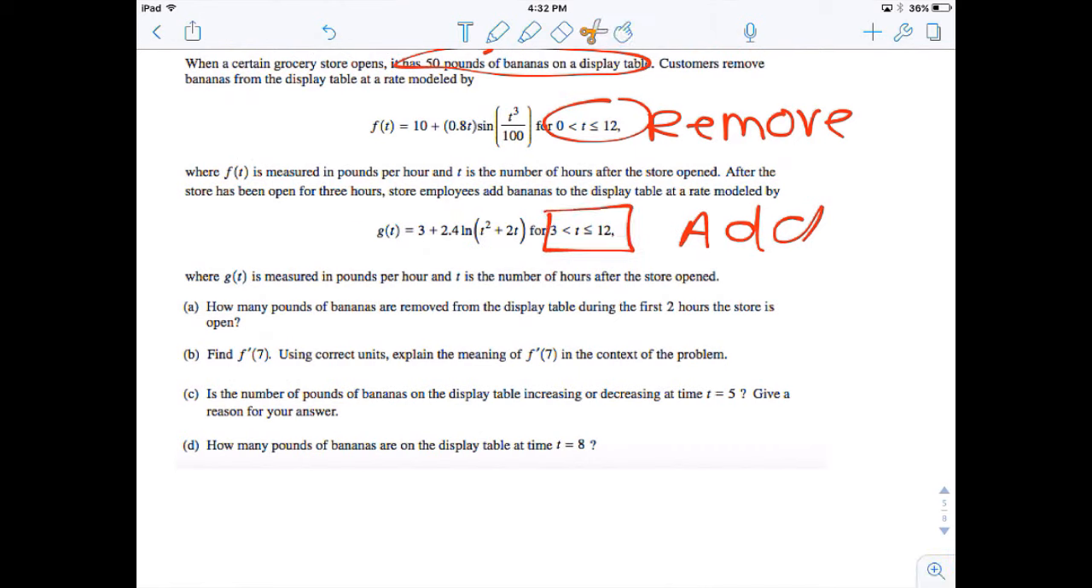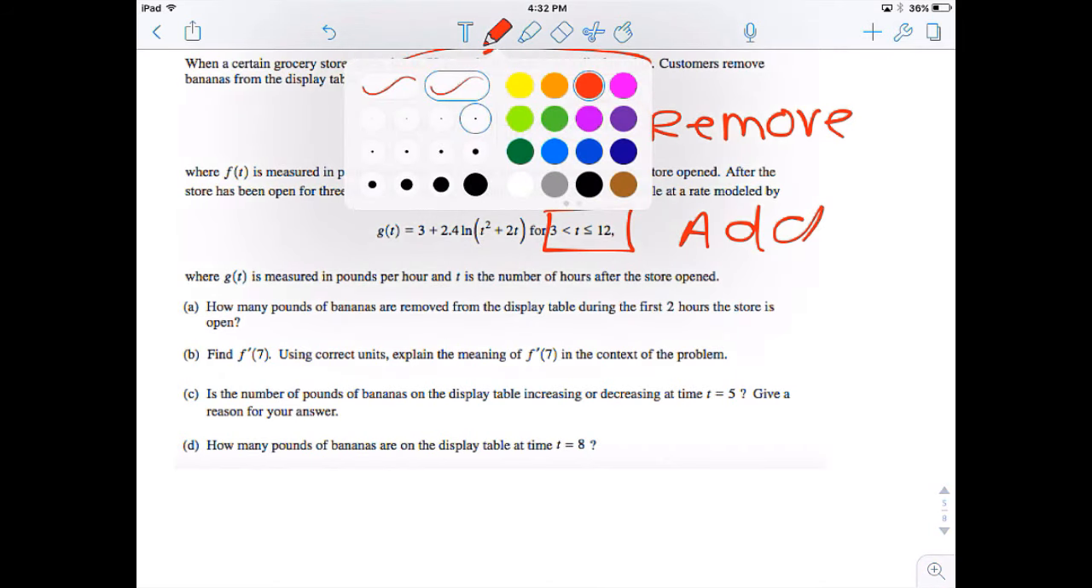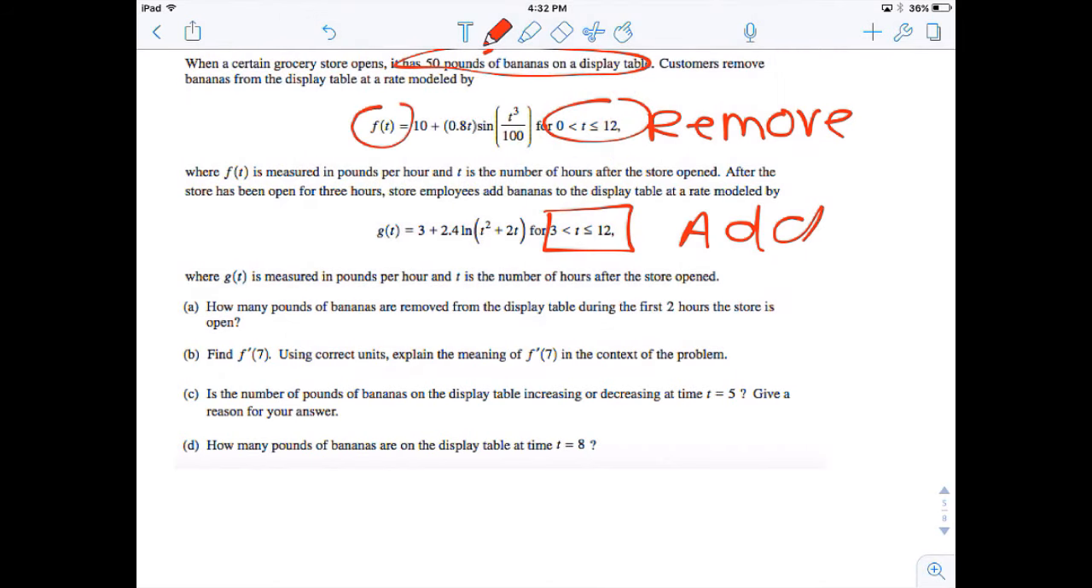So how many pounds of bananas are removed? This only cares about f, right? And the first 2 hours, so I would do integral from 0 to 2 of f of t dt. And this is for sure a calculator question. So show that integral and then write your answer to 3 decimal places. Now, find f prime of 7. You better plug that into your calculator. So f prime of 7, please don't do that by hand.